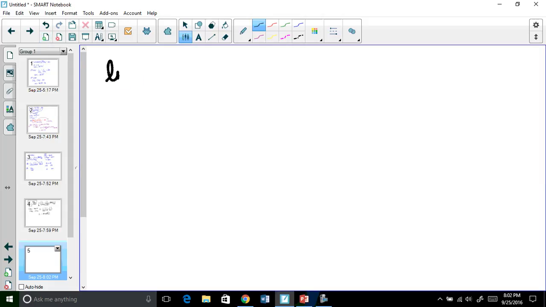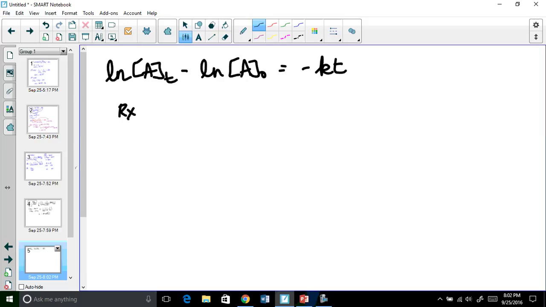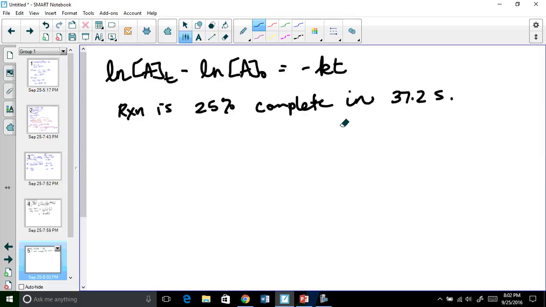It's first order, so the natural log of A sub t minus the natural log of A sub 0 equals negative kt. And in this case, they say, now this is tricky, that the reaction is 25% complete in 37.2 seconds. Let me go back and make sure that I'm not screwing that up.